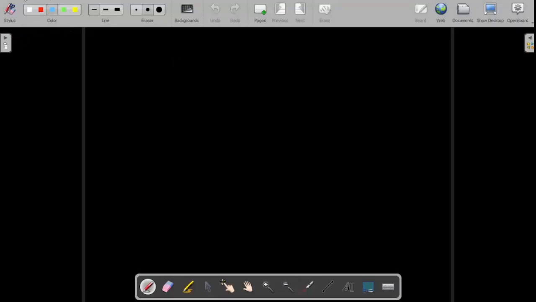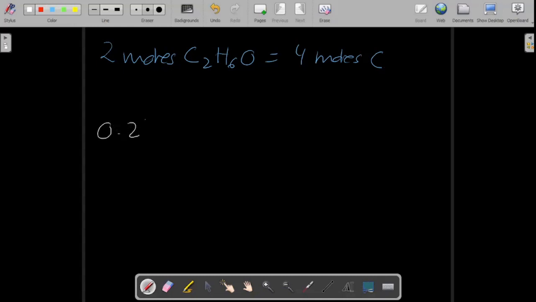Okay, I found a different page. So I'm going to write down the factor here so you are aware of what I'm talking about. We read the recipe like this: 2 moles of this compound will produce 4 moles of carbon. Okay, great. Now that we have this, we have everything that we need. We go back to what they gave us. They gave us 0.234 moles of this compound.